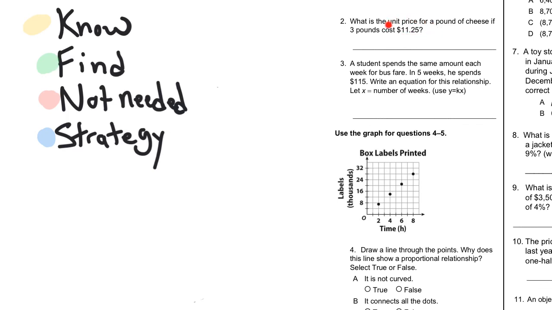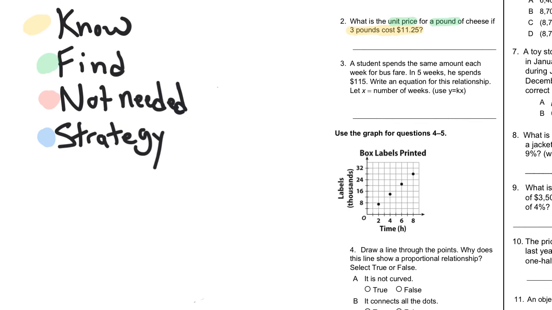So, unit price. So that's an indicator. Unit. So, what is it I know? I know 3 pounds cost $11.25. All right. What are they asking me to find? The unit price. Okay, for a pound. So to me that says per pound. What is not needed? Looks like everything's pretty much needed there. All right. What is my strategy? My strategy is going to be unit rate.